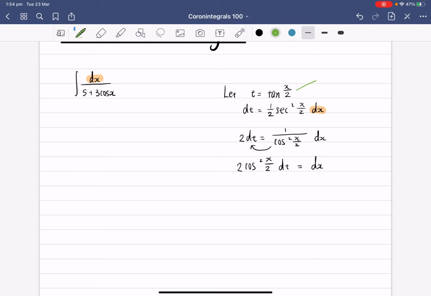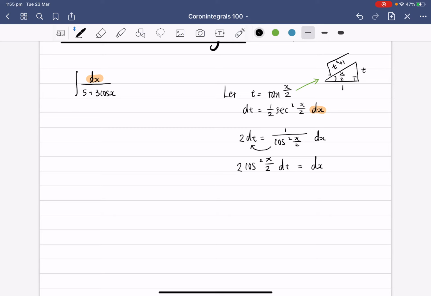From here, we should be able to create a right angle triangle. And by using this right angle triangle, we should be able to find out what cosine square x on 2 is. All right, so tangent x on 2 is equal to t. So that's not the hypotenuse or adjacent side, that's the opposite side. So the opposite side is going to be t, adjacent side is going to be 1. So we're going to label here t and 1. The hypotenuse is the square root of t squared plus 1.